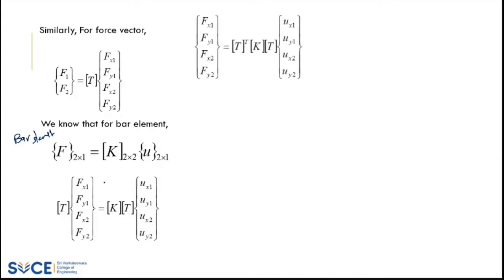So what I can do is replace this. I am taking the inverse again, and since it's not a square matrix, I can consider it as a transpose. So T transpose K T. This is my matrix. This is the overall element stiffness matrix for truss. This is for the truss element, so I can write it as the truss element stiffness matrix.